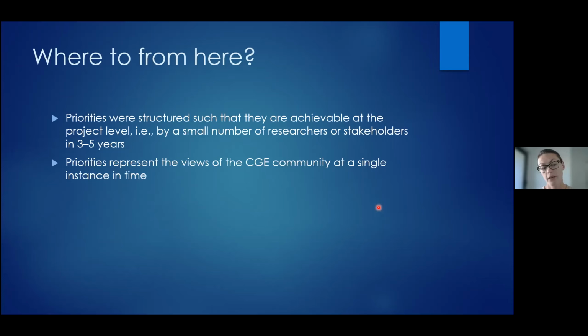It's also worth noting that these priorities represent the views of our coastal geoscience and engineering community in Australia at a single instance in time. Now, while we wouldn't necessarily think that these priorities would change radically over the short to medium term, I think it's probably worth us redoing this survey in a sort of 5 to 10 year period to see if views have shifted, if our priorities have shifted. Are the number one priorities from this survey still number one in 5 to 10 years? Or are there other emerging priorities that we really need to capture and shift our research direction towards?